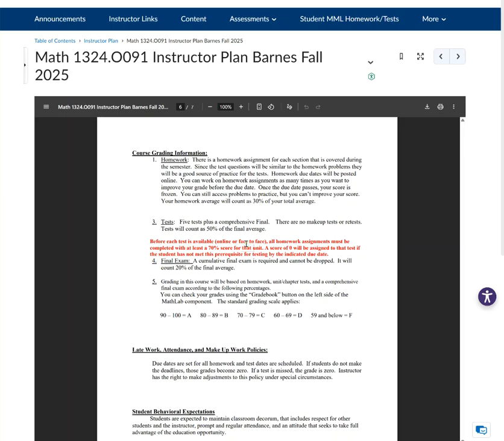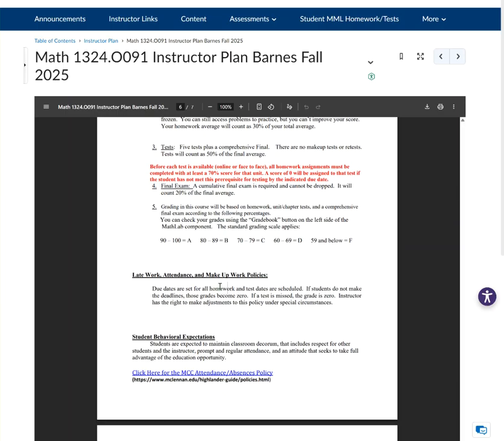Before the test opens, all your homework has to be passed for that chapter with at least a 70. So the test won't even open for you if you haven't passed the homework. So keep that in mind. Final exam is cumulative. It's over everything, and it is 20% of your final average, and you take it one time. So that's how the grading works.